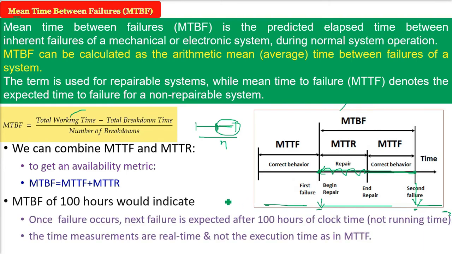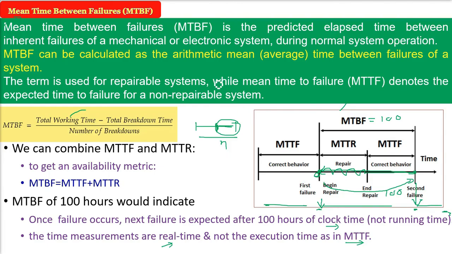So if you say MTBF of 100 hours, what does it mean? It means once a failure has occurred, the next failure will be expected only after 100 hours of clock time. Please remember, this is not the running time. Just see your clock, that will be 100 hours, not the time your system is working. The time measurements are real time and not the execution time of the software product or the electronic device, as it was in MTTF, or mean time to failure. So this is the clock time. Just add MTTF and MTTR, and you'll get MTBF.